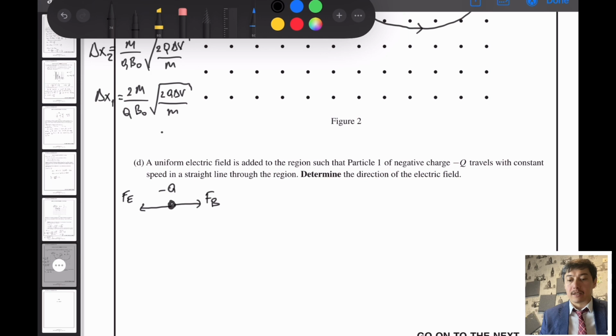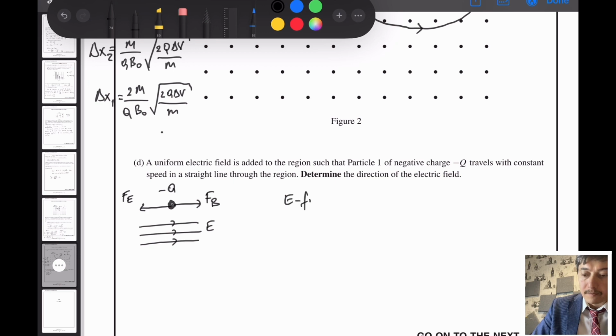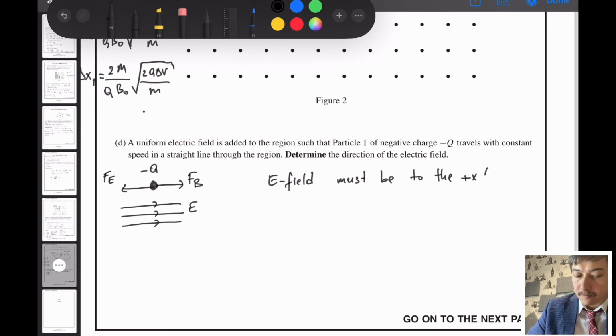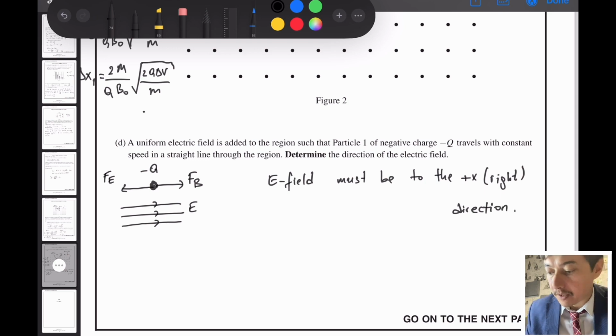So what kind of electric field can make the electric force to the left? Let's just imagine an electric field. If it is directed to the right, like that, the electric force is going to be to the left. So the E field must be in the positive x direction, which is the right direction. All right, done.